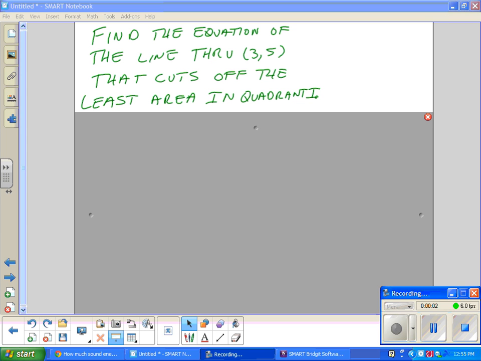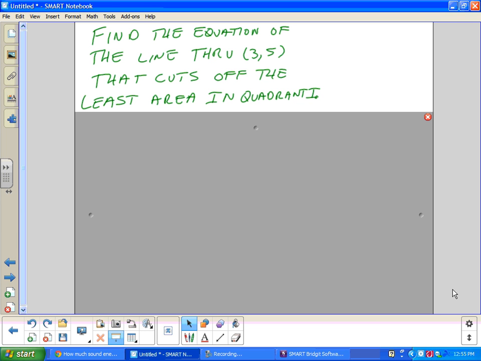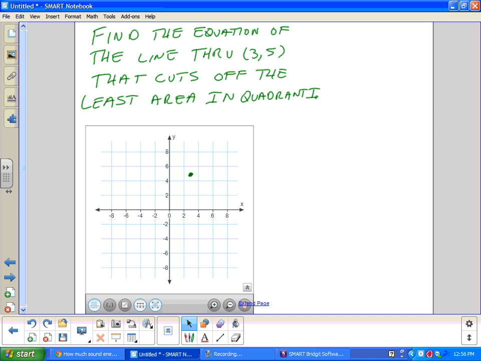Okay, so here's a difficult problem. Find the equation of the line through the point (3, 5) that cuts off the least area in quadrant 1. All right, this is a difficult problem. The first thing is to catch that this is an optimization problem. You're trying to minimize the area cut off in quadrant 1. And you have to have a picture here, I think, so you can picture it in your head.